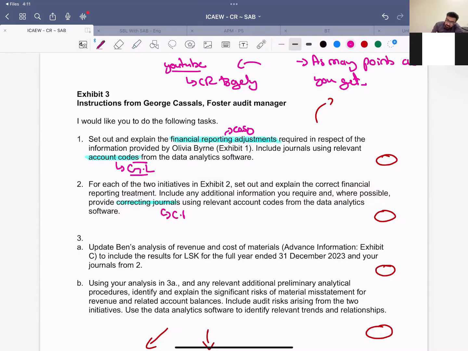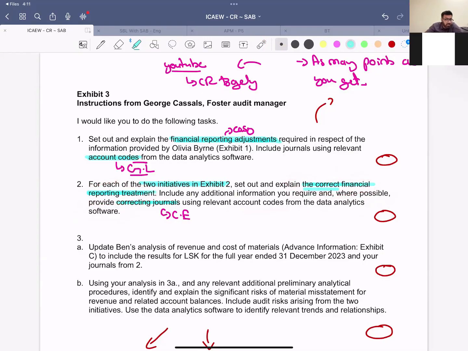I used to say it a correcting entry, relevant account codes from data analytics software. So they have given you some initiatives. We don't know about anything since we haven't read the advanced information, so we'll be reading it as well. Set out and explain the correct financial reporting treatment. Again, a financial reporting treatment.